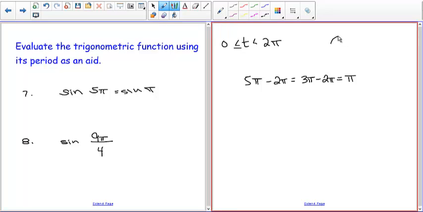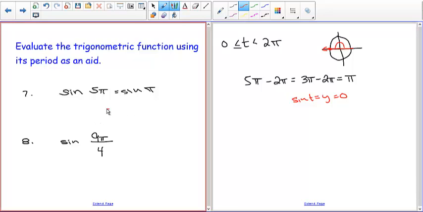So if we draw a unit circle, pi is right here. So here's the positive x-axis, here's pi. So what's the coordinate? Well, remember the sine of t is equal to the y-coordinate, which in this case is 0. So the sine of 5 pi is 0. And again, you can check it on your calculator. If you just do the sine of 5 times pi, you get 0.